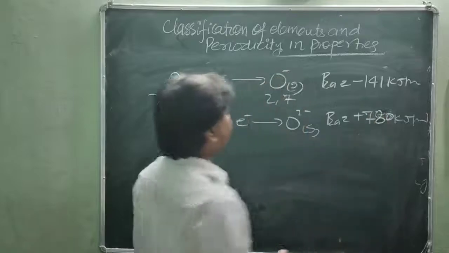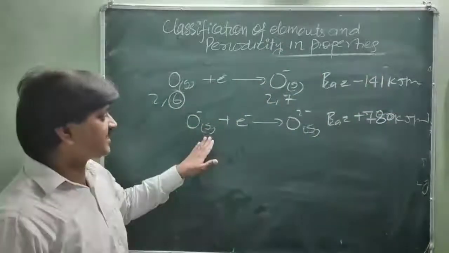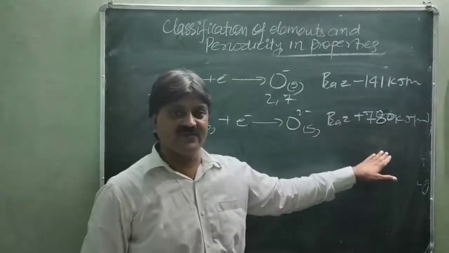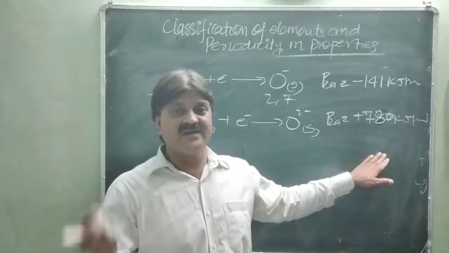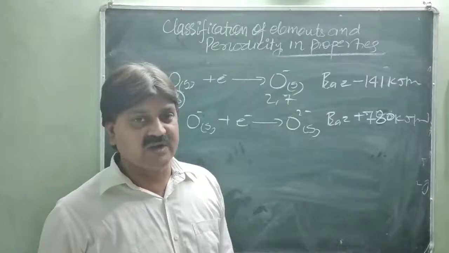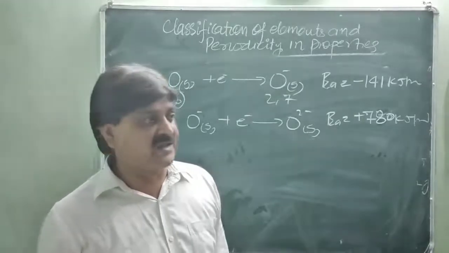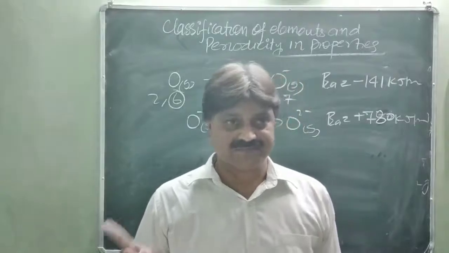So you will see that the first electron gain enthalpy is a negative value, but the second becomes a positive value. This is the change in enthalpy, either releasing energy or absorbing energy. So you can write the definition: the change in enthalpy by addition of an extra electron to an isolated gaseous atom.